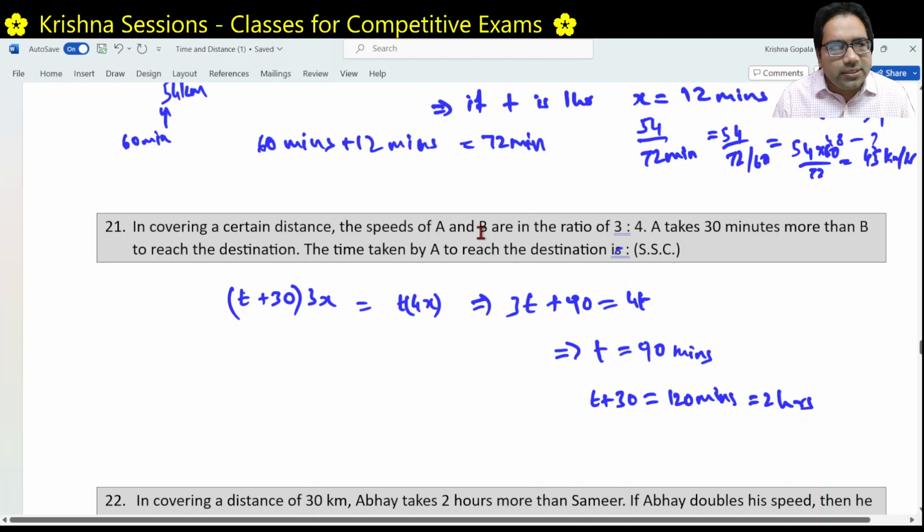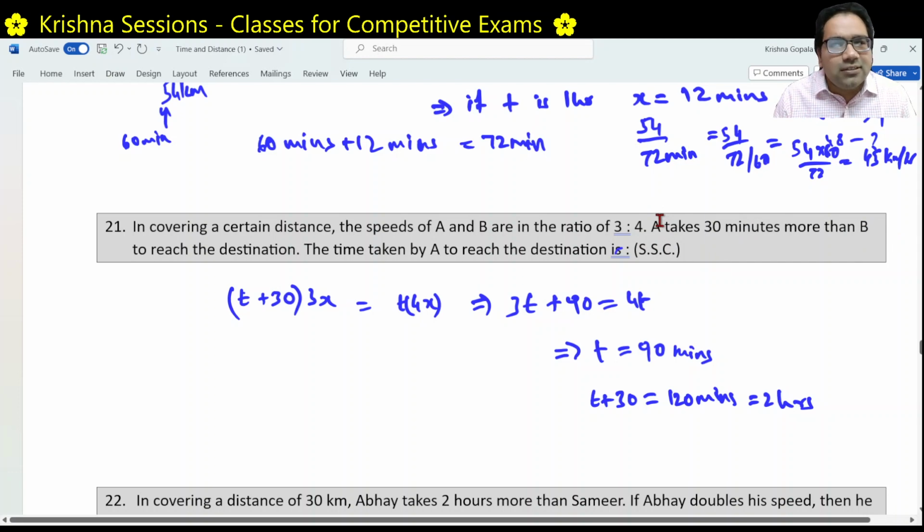The ratio of speeds is given. And the relation between times is also given. TA is equal to TB plus 30. And the distance is the same, right? So we are given all the necessary information. The times taken is given, the ratio of the speeds is given, the distance is constant. So let's equate. Distance traveled by A is equal to distance traveled by B.